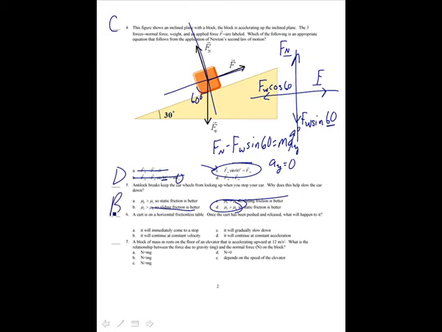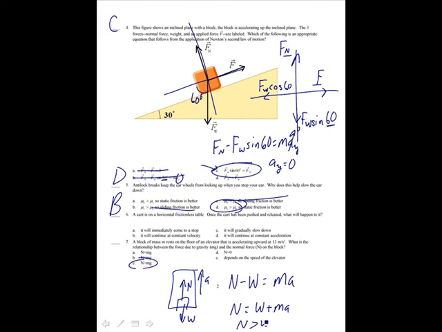Block of mass m rests on the floor of an elevator. It's accelerating upward. What is the relationship between the force of gravity and the normal force? Alright, N is greater than mg. If you just look at Newton's laws, this is your elevator, it's accelerating upward. This is the normal force, this is the weight. N minus W is equal to ma. So N is equal to W plus ma. And since a is positive, N is greater than W. That's C.